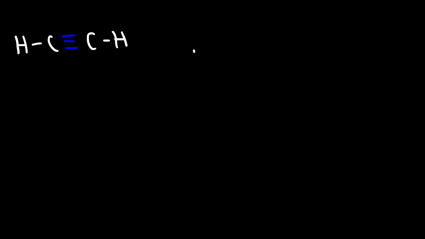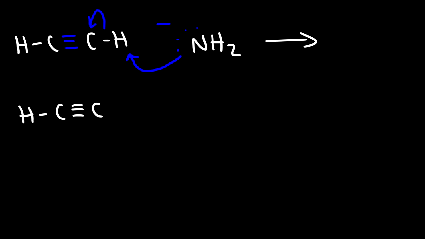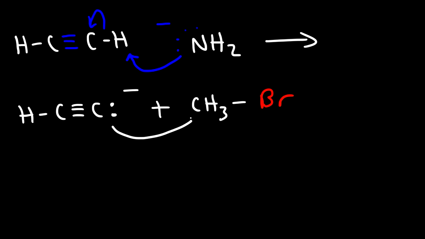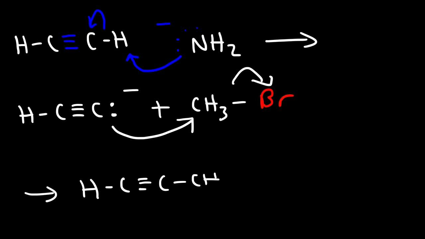So the first thing that's going to happen is the amide ion is going to act as a base. And it's strong enough to remove the hydrogen of the alkyne. And so this is going to give us the acetylide ion. And then in the second step, it's going to react with methyl bromide. So this is going to be an SN2 reaction. This carbon with the negative charge will attack the methyl group, expelling the leaving group. And so this reaction is a great way to create carbon-carbon bonds. This is going to be the product for the reaction.